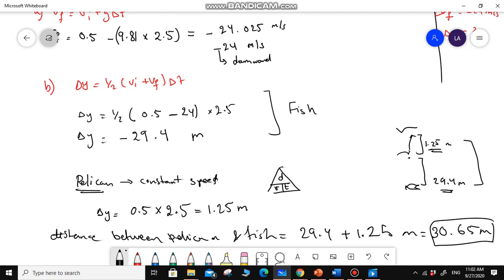Now, notice that when the object is accelerating, like the fish is accelerating due to gravity, I use the four equations to find the displacement. But if the object is moving at constant speed, you use the equation that you know from science study, from grade 6 maybe, just distance equals speed multiplied by time. So for the pelican, I'm using the simple equation because there is no acceleration, the object is moving at constant speed.